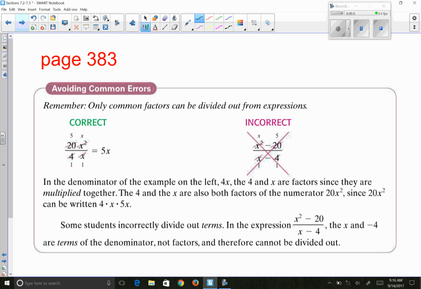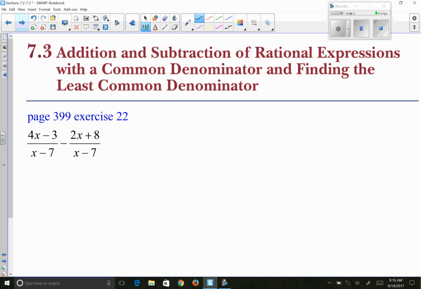When doing this, the canceling step, be careful to avoid the common error. This is in the textbook on page 383. You might want to pause the video and read this carefully. Common error. Addition and subtraction of rational expressions with a common denominator. We'll not discuss finding the least common denominator in this video.